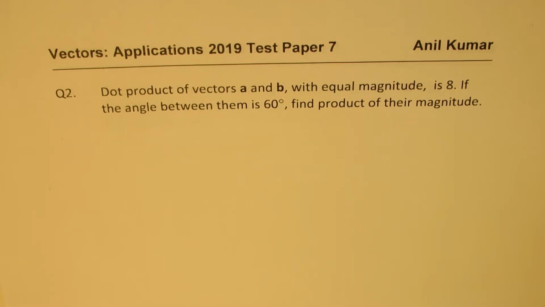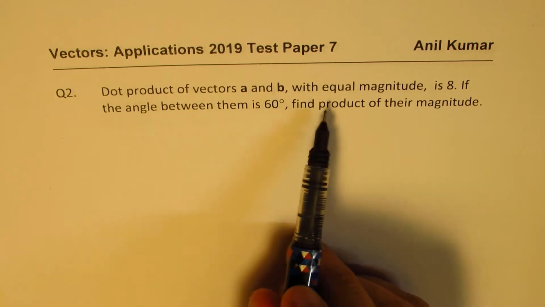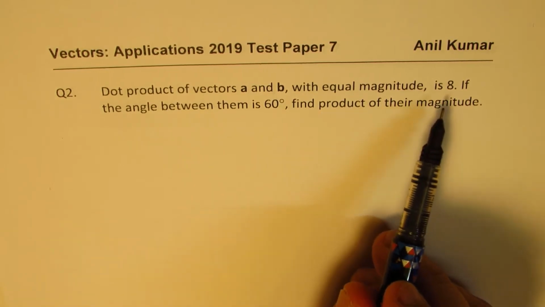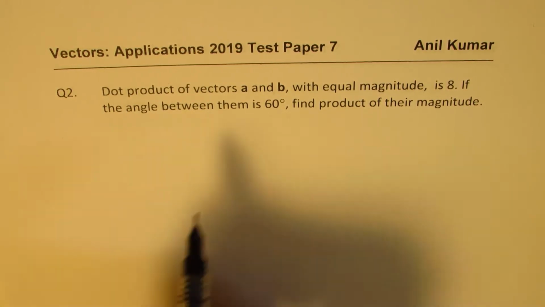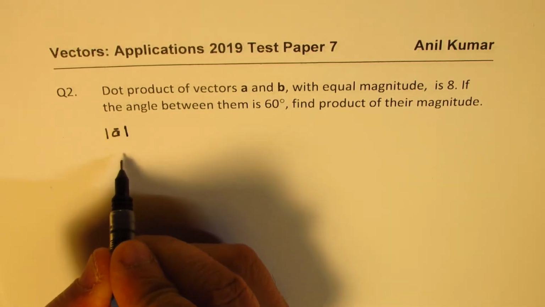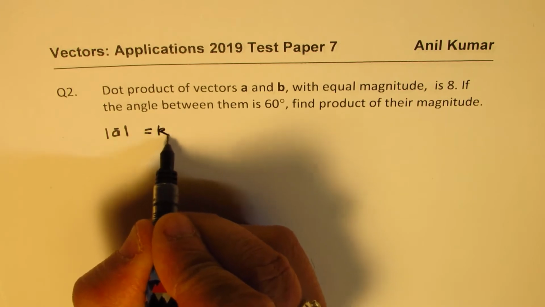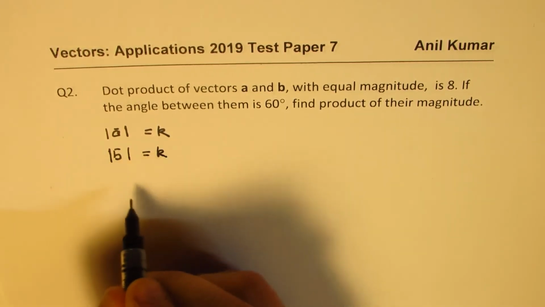Question number 2 here is, the dot product of vectors A and B with equal magnitude is 8. If the angle between them is 60 degrees, find the product of their magnitudes. So what we are given here is two different vectors, vector A, whose magnitude is, let's say, k, and vector B, whose magnitude is also k.